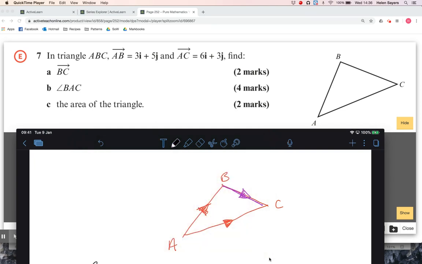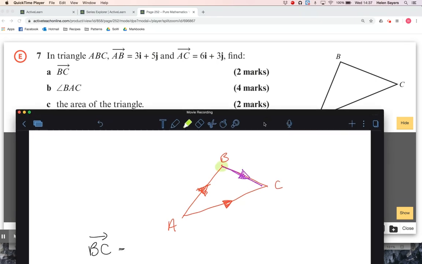So that is that vector there. To get from B to C through the two vectors that I know, so let's move that up a little bit so you can see the whole thing, I need to go from B to A and then from A to C. So I need to go backwards along AB and then the correct direction along AC.